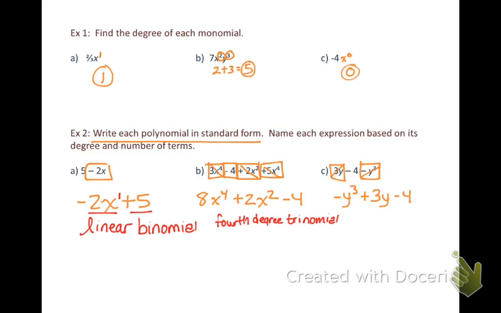And if we look at the third one, we have an exponent of 3 as my highest. So if you look at the 3rd degree, that would be cubic. And again, there are 3 terms, 1, 2, 3. So that would also be a trinomial.